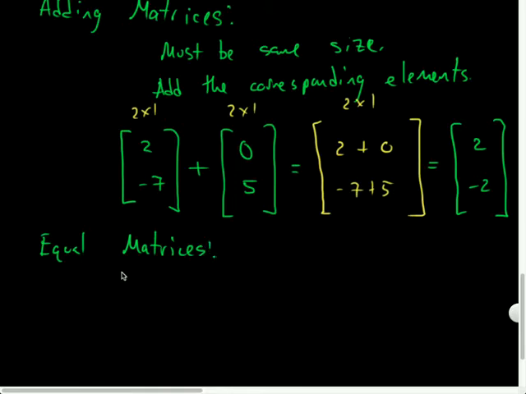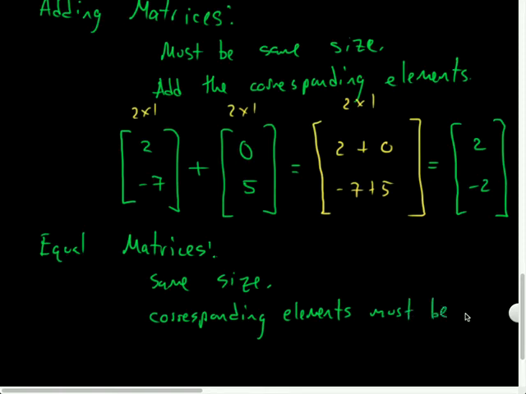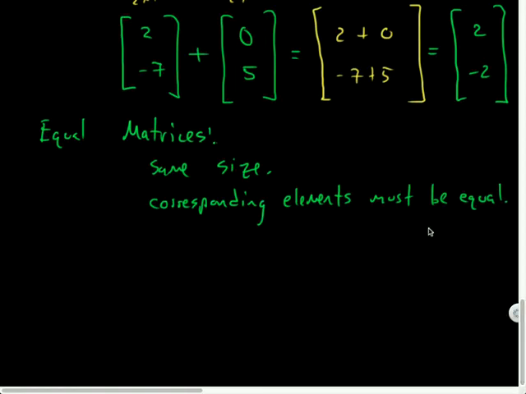Well, it's probably as you assume. They're the same. First of all, they must be the same size, and their corresponding elements must be equal. So that's what equality means in the world of matrices. So I guess I could do a little example of that if I wanted.